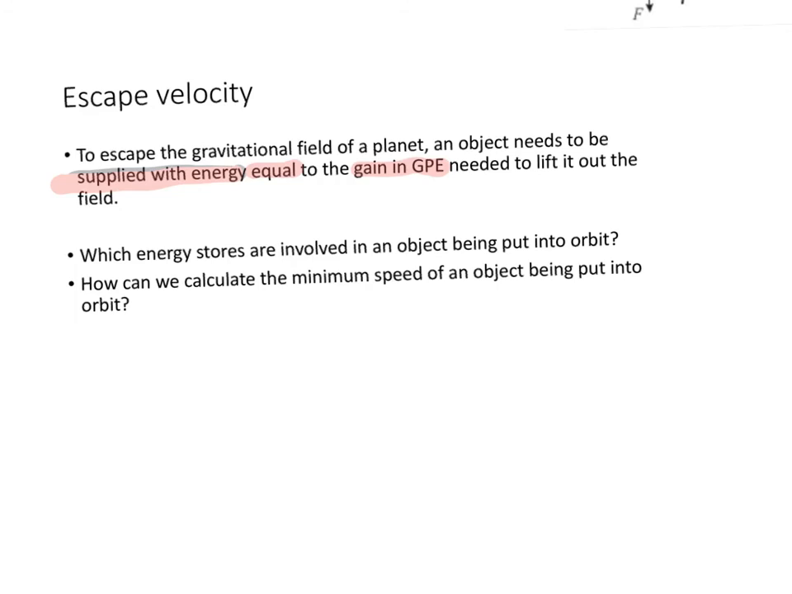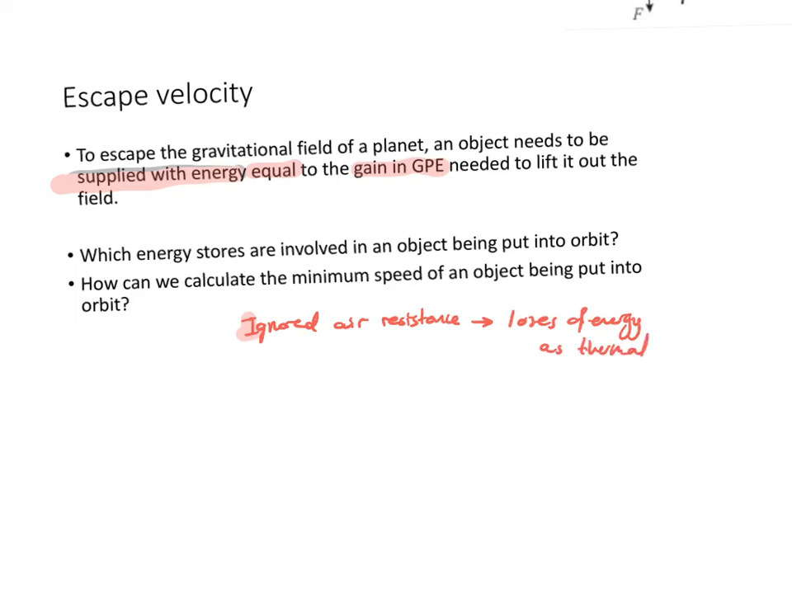So we will consider the energies that are taking place. Which energy stores are involved in an object being put into orbit, and how can we calculate the minimum speed for it to be put into orbit? In order to fire an object upwards to get it out of a gravitational field, we ignore any air resistance.